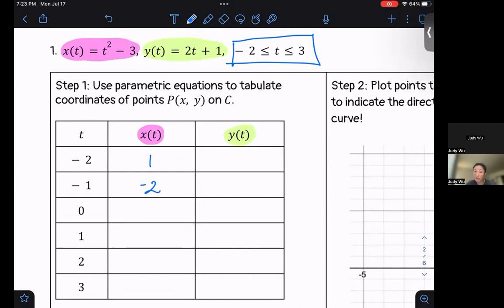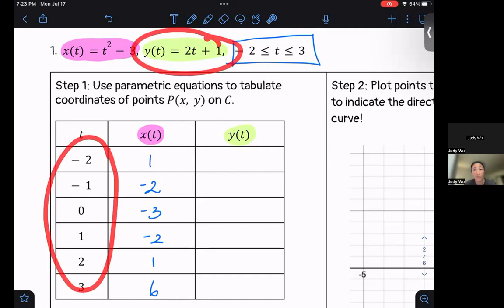0 squared is 0. 0 minus 3 is -3. And if I keep going, I should get -2, 1, and 6. Okay. All right, we're going to do the same thing now for the y values. I'm going to take all of these t's and put them into the green or the y equation.